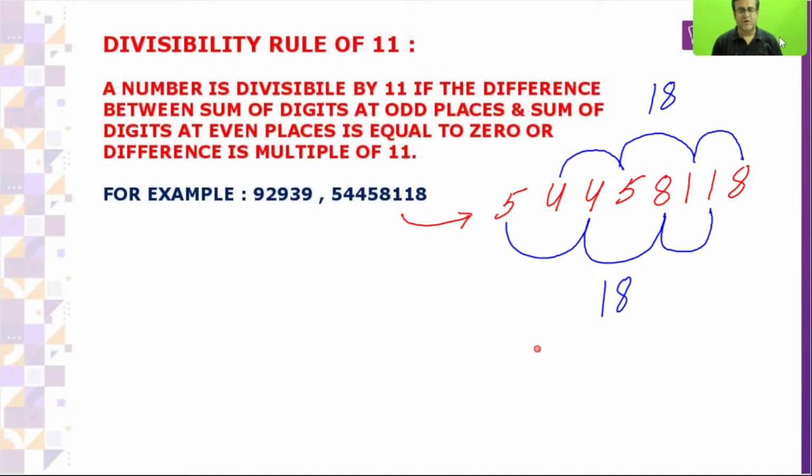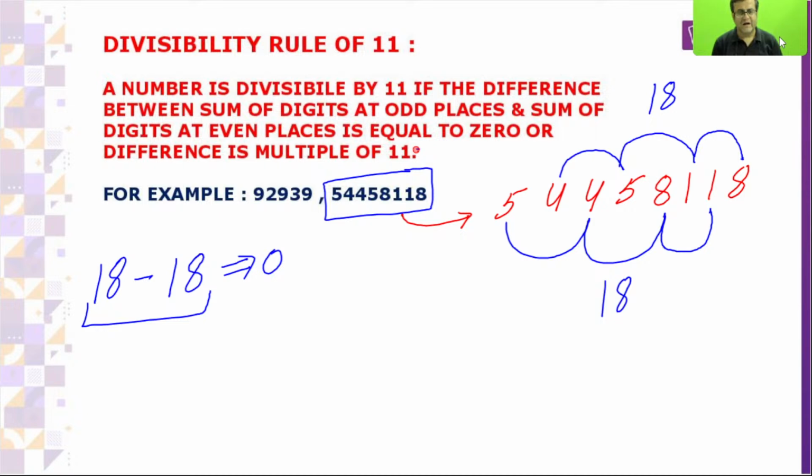So I got the sum of digits at even places as 18. The sum of digits at odd places is 18. The difference between these two is 0. So it means this number is exactly divisible by 11. Either the difference should be 0 or it should be a multiple of 11. Is this example clear to everyone?